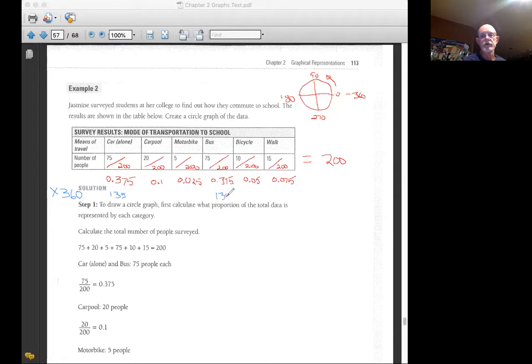But see how cool this is? If you do this, you can lay it out in an organized fashion, and you just crank the thing through, and then you can actually draw the diagram. Okay, so next one here, 0.1 times 360, same as 36. This is 9 degrees, 18 and 27.